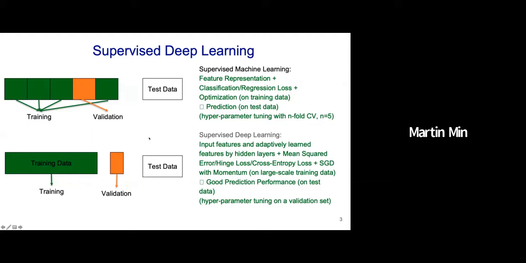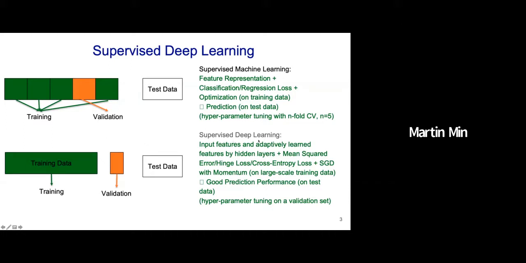But in deep learning, we usually don't do that. We usually have a large validation set, and we tune the hyperparameters on this validation set, and then you test your final deep neural network with the chosen hyperparameters on the test set. But of course, if your data set is reasonably large but not very large, you can still do five-fold cross validation, but people don't do that.